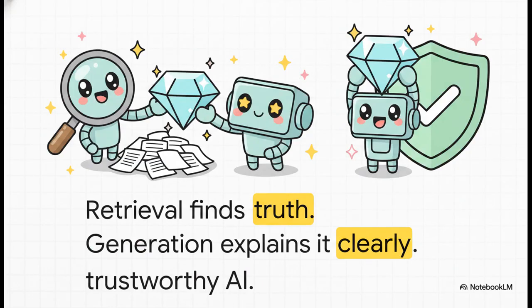Look, if you forget everything else, just remember this one simple phrase. It's the cleanest, most powerful way to think about RAG. Retrieval's job, find the truth in your data. Generation's job, explain that truth clearly. Together, they create a system you can actually rely on.